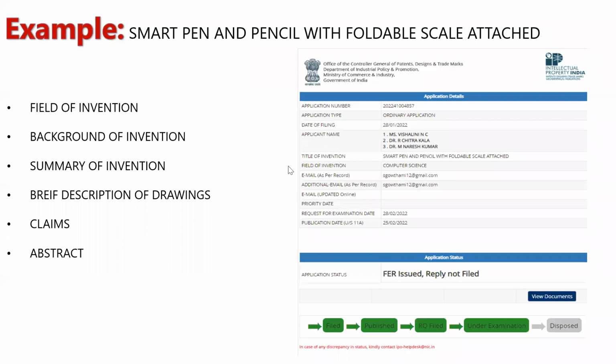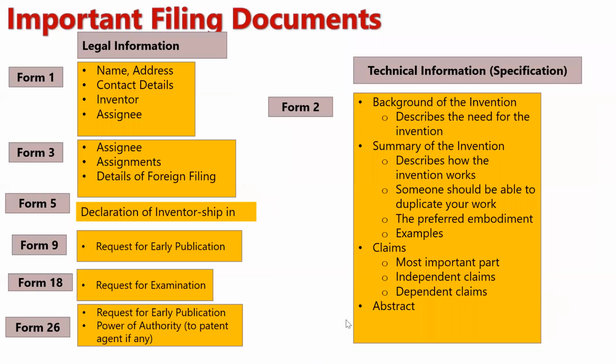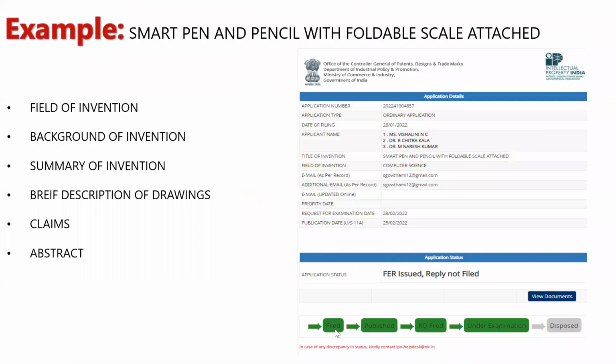If you wish to see the particular product details, you can go here and view the documents. You can see up to what stage it has reached. It started as filed, published, then the examination request is filed and it is under examination. The application status will also be visible for a particular patent.